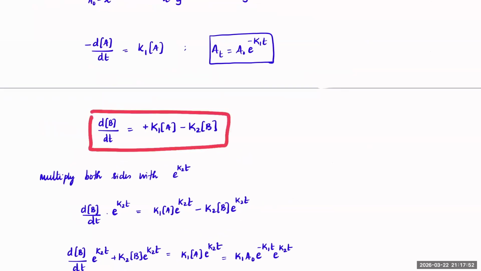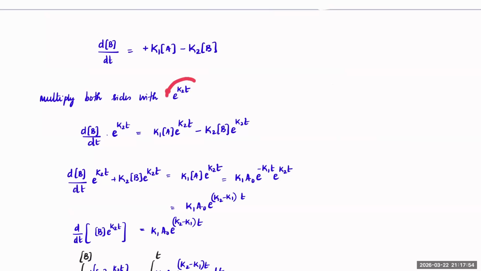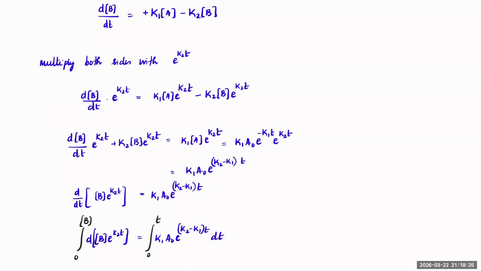So multiplying e raised to power of K2 into T on both sides, dB by dt into e raised to power of K2 into T is equal to K1 into A, which can be A naught into e raised to power of minus K1 T, into e raised to power of K2 into T, minus K2 into B into e raised to power of K2 into T. I can take this to the left hand side, and then I will get this expression on the left hand side, which is equal to K1 A naught into e raised to power of K2 minus K1 into T.